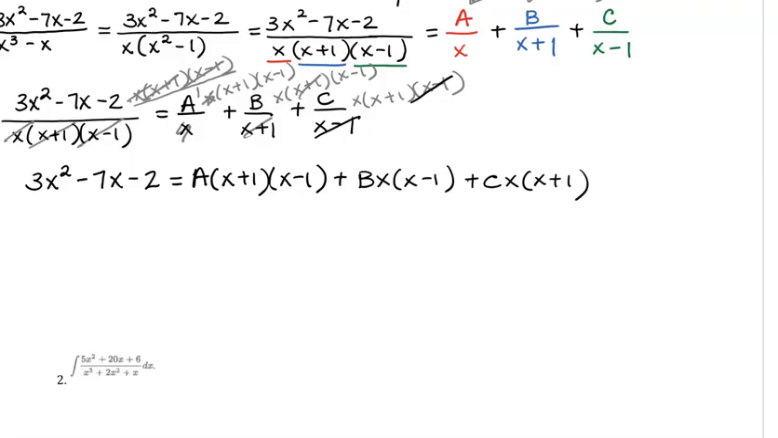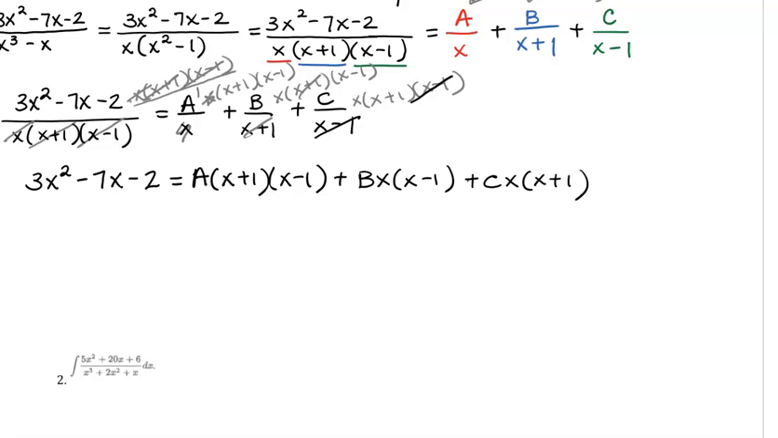At this point in 171, you would probably FOIL all this out and distribute this, and then you would create a system of linear equations to solve for A, B, and C. I'm not particularly concerned with you solving this using a system of linear equations, so I'd like to show you a more straightforward way to solve this.